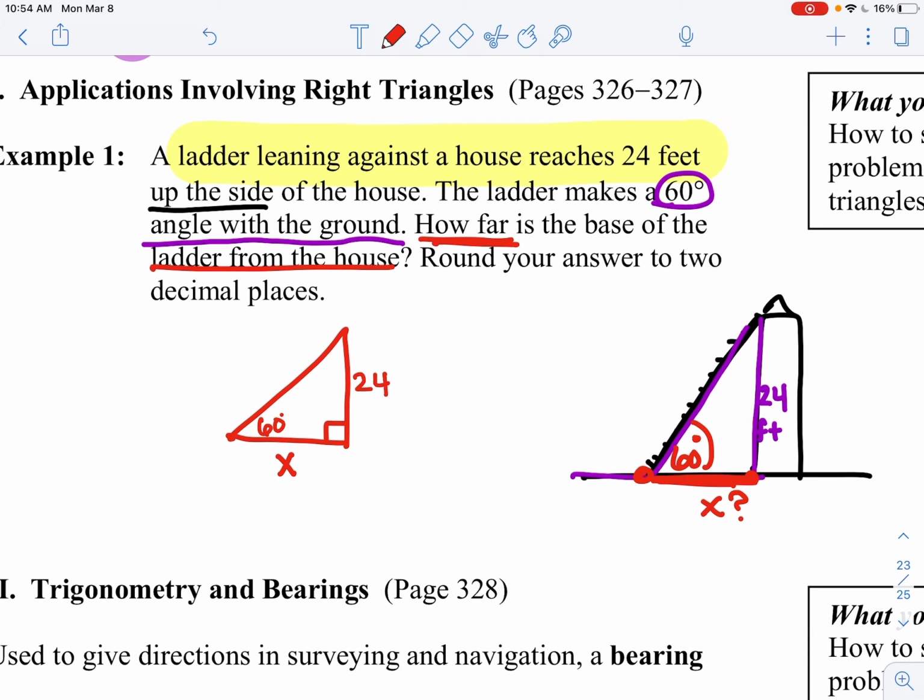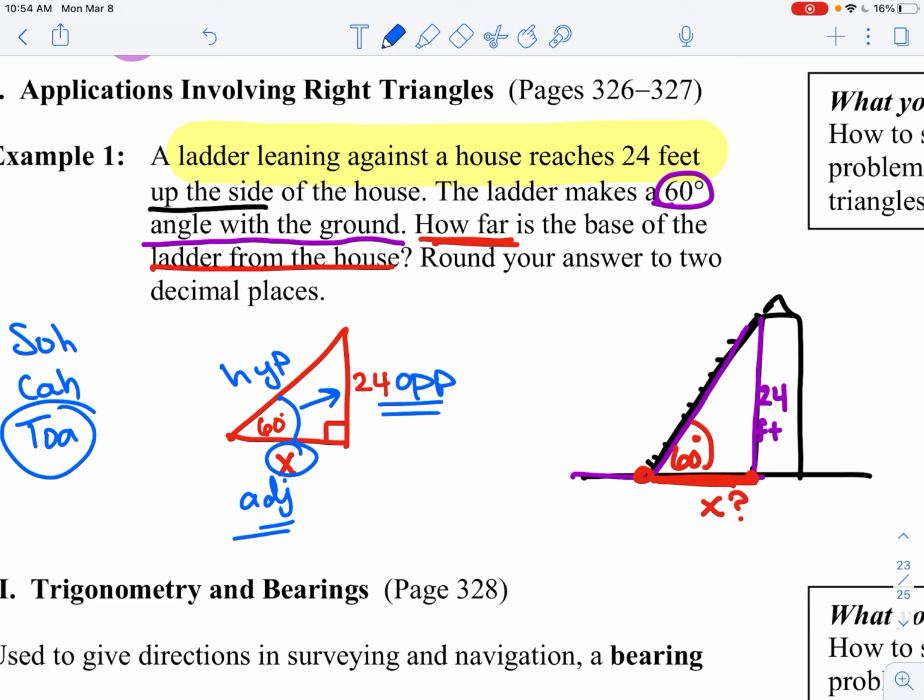So I want to know, how can I solve for x? Remember, if I have this right triangle I can label each side. Opposite of the angle is the opposite side. Here's the hypotenuse and here is the adjacent side. So I know adjacent and opposite. I'm looking for the adjacent side and I've got the opposite side. So using SOHCAHTOA, I know that tangent is the trigonometric function that works with opposite and adjacent. So I can say the tangent of the angle, which is 60, equals opposite over adjacent.